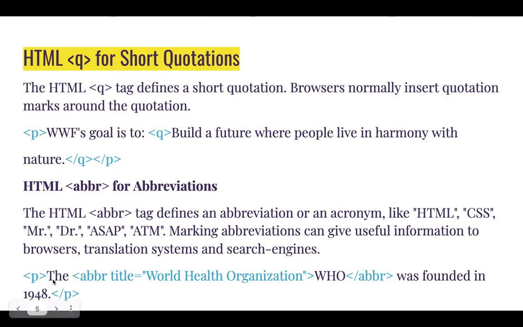The abbr tag was used to wrap WHO in this example. Inside the abbr tag, you can see that the title attribute is added and a value is assigned to it. So if you run this particular code in your browser and you mouse over the WHO, you will see the full meaning of WHO.